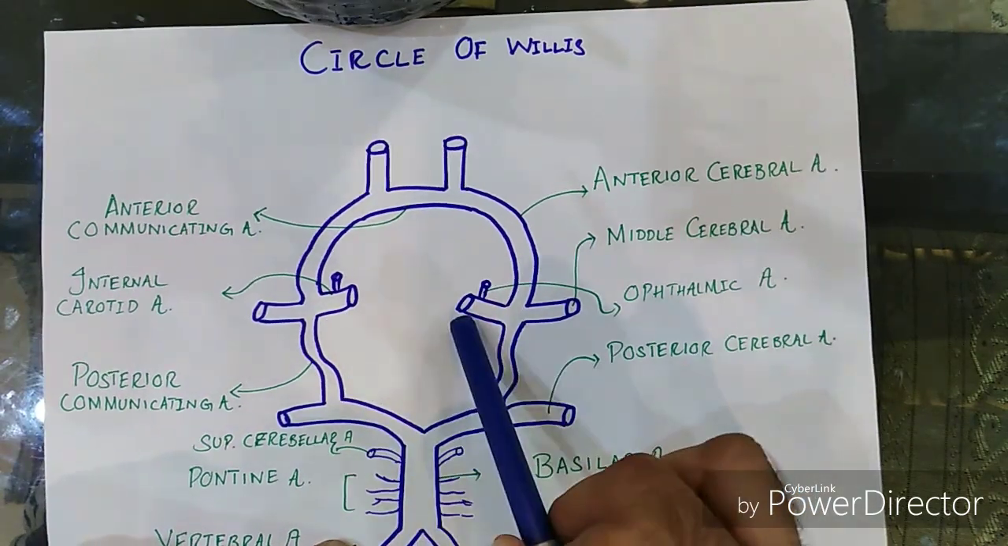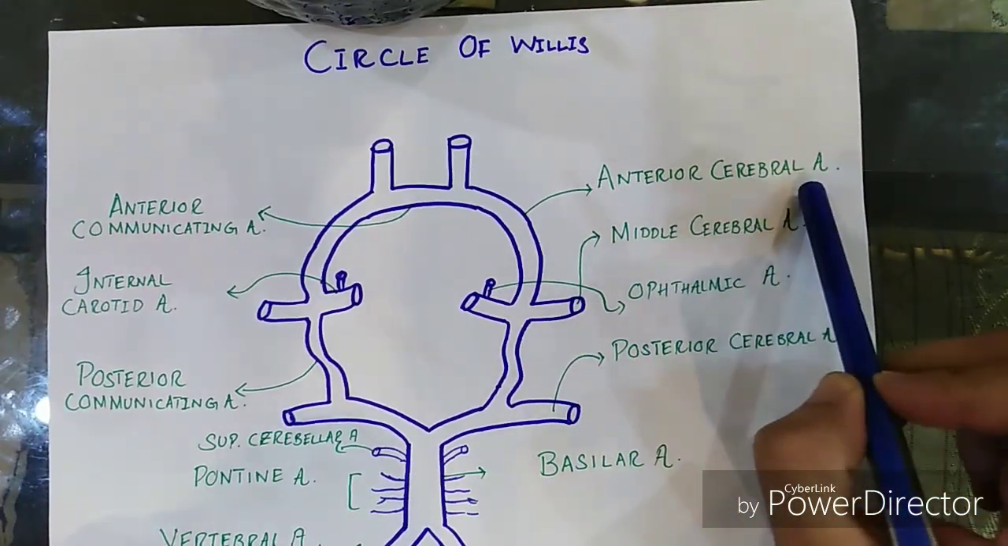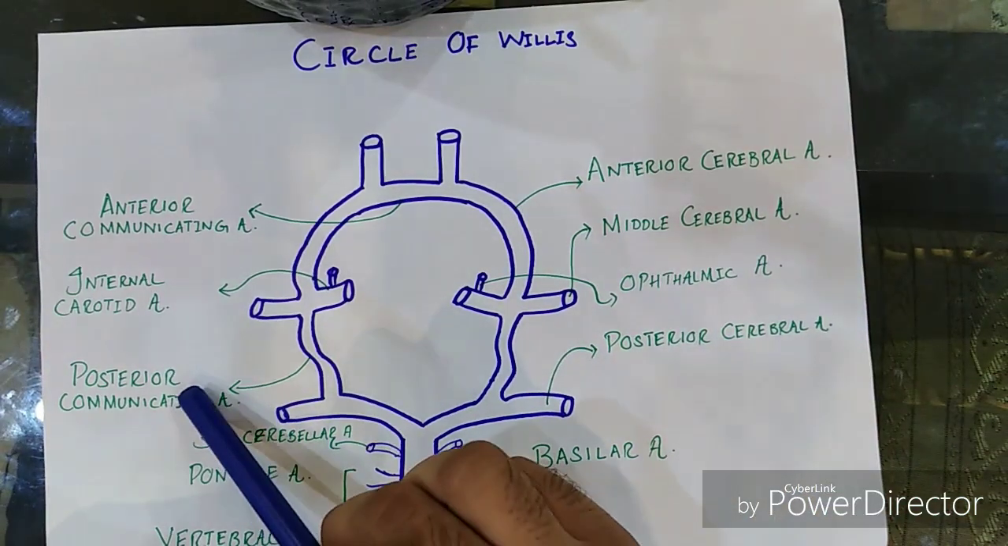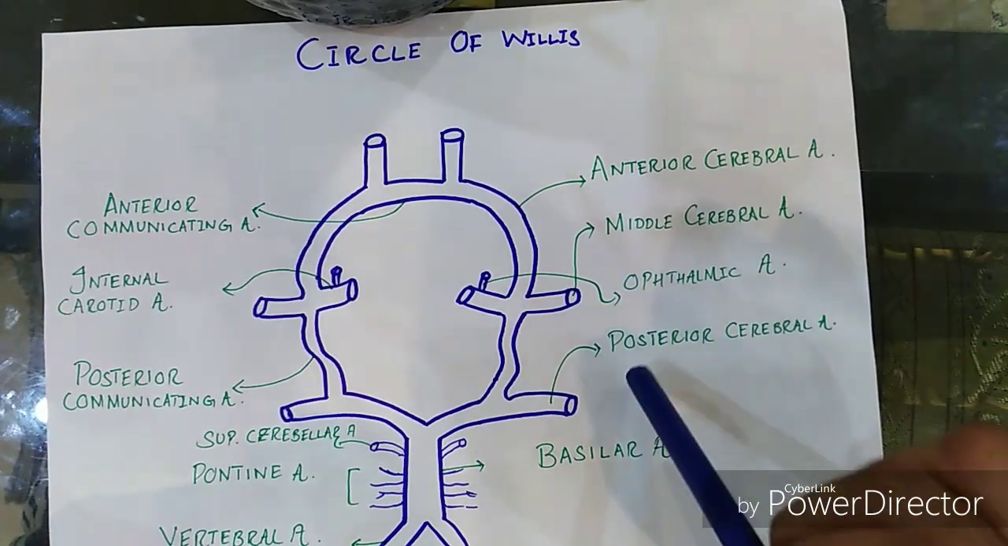Then the internal carotid artery gives four branches, which are the anterior cerebral artery, the middle cerebral artery, the ophthalmic artery, and the posterior communicating artery. The internal carotid artery gives these four branches.